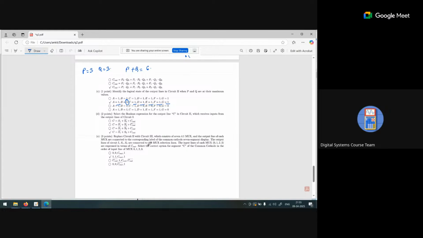Now select the correct option for segment C of the common cathode, in order to input line marks 0, 1, 2, 3. So we have a 4 cross 1 mux, where we are using S1 and S0 as select lines.